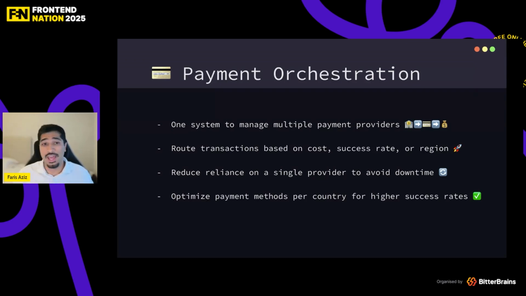So if you have a lot of analytics and metrics, maybe the success rate changes depending on what payment methods or gateways you're using under the hood, or processors. You also reduce reliance on a single provider. So when there's any downtime or outages of a particular payment method, you can reroute things somewhere else or have temporary solutions. And of course, you can optimize payment methods per country for a higher success rate.